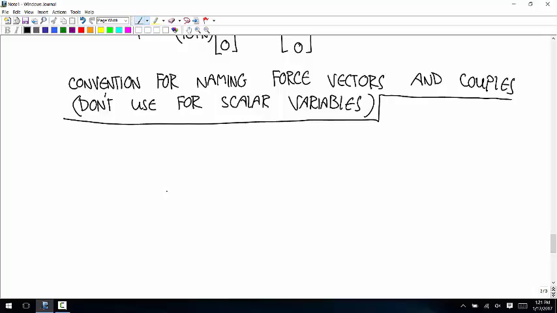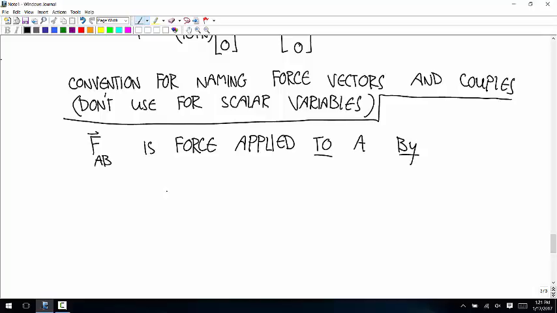In the conventions, it's F with two subscripts. So let's say FAB. And what this means is FAB is the force vector applied to body A by body B. This is the order that I'm going to talk about in this class.